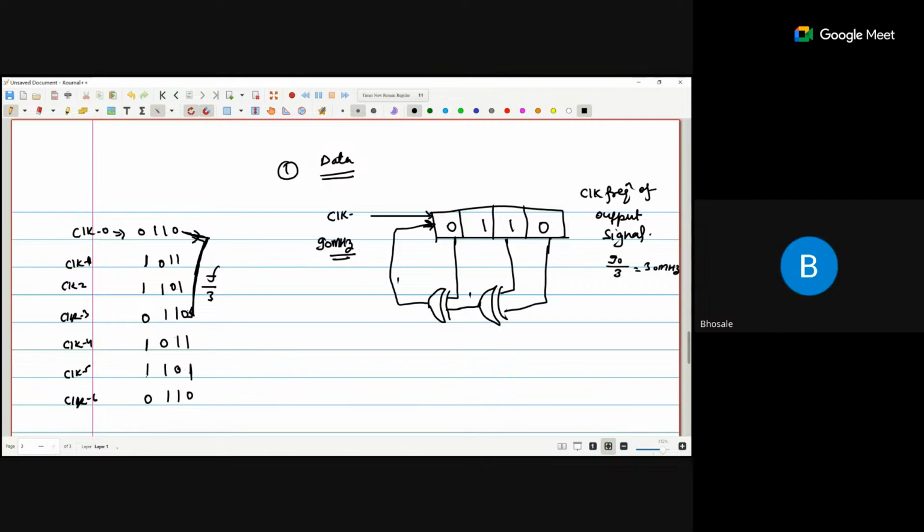So here we need to identify the pattern in the input and output. Then only we can find the frequency. It's not dependent on how many bits you're using, but on how many clocks are required to repeat the pattern. If 3 clock pulses are required to repeat the pattern, then the frequency is divided by 3, because the time period increases.